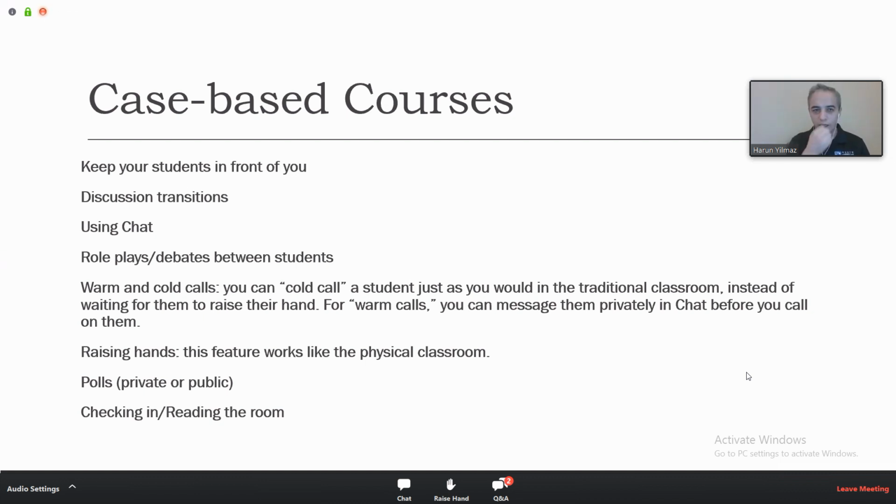Okay, and raising hands, if your teleconferencing system has that kind of feature, you may take advantage of using the raising hands option. It's going to be similar to the physical environment. Also, you may use some specific polls in order to get your students' feedback, and checking in and reading the room is very important.